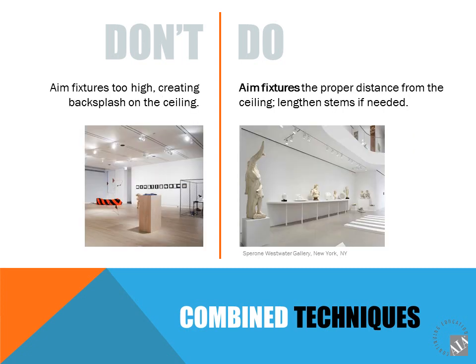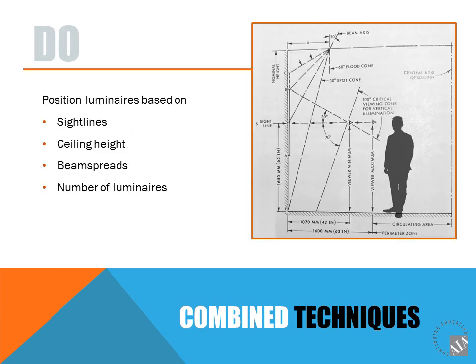Fixtures don't on the left, fixtures that are just aimed too high. I stated earlier that any distraction in the gallery, in my view, takes away from art lighting, and that's what you see on the left. Do aim fixtures the proper distance from the art, and try not to get splashes of light on the ceiling or anything distracting in the field of view.